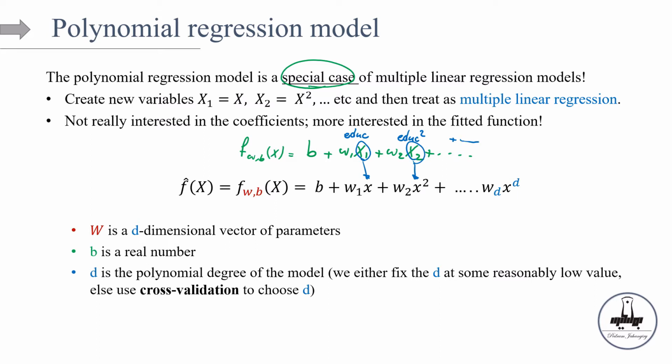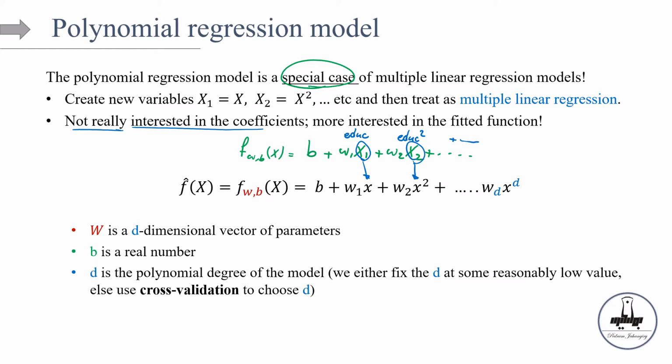What is really important in polynomial regression models is that we are not really interested in the coefficients themselves, i.e., we are not interested in interpreting this model. Because what if I have, let's say, education to the power of 5, to the power of 6, to the power of 10? There is basically no way or no point to interpret that coefficient. In general, this is a machine learning model that's mostly used for predictions rather than interpretation.